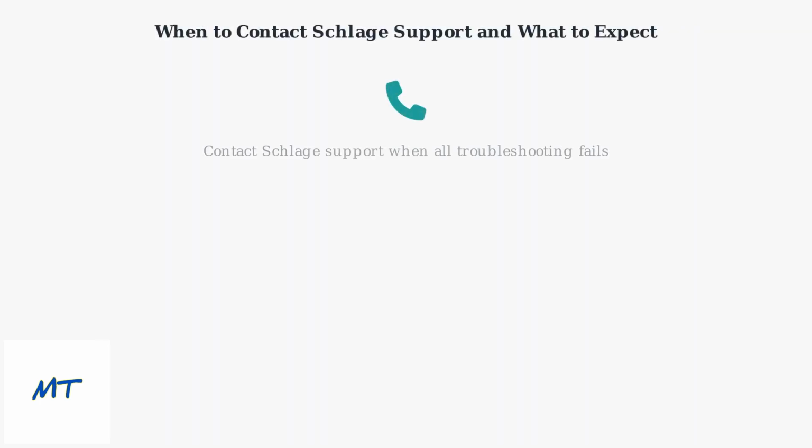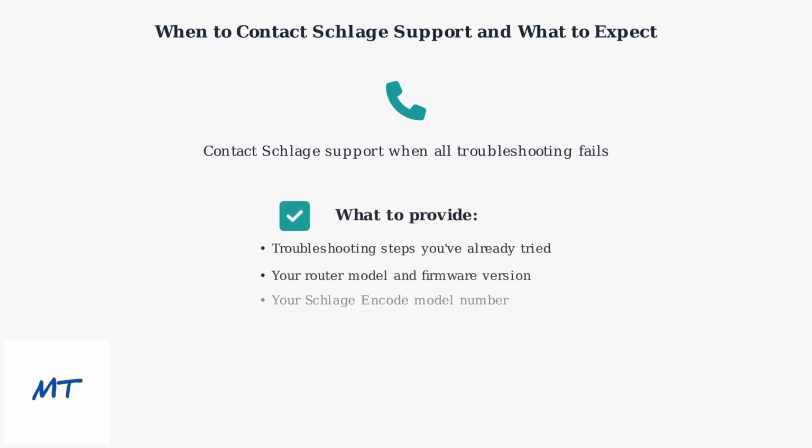If all your troubleshooting efforts have failed to resolve the Schlage Encode disconnection issues, it's time to contact Schlage support directly. When you contact support, be prepared to provide key details that will help them diagnose the problem quickly. Share the troubleshooting steps you've already attempted, including any router configurations or firmware updates you've tried. Also include your router model and current firmware version, as well as your specific Schlage Encode model number.